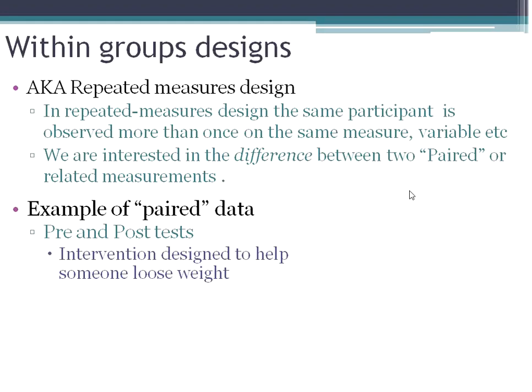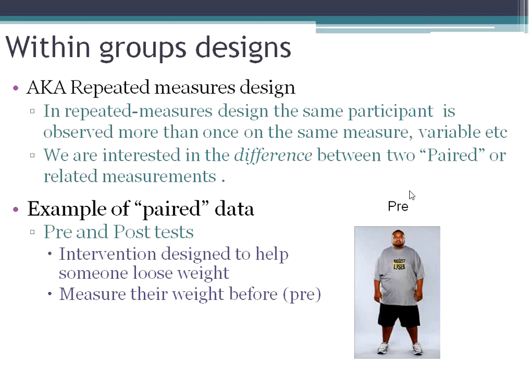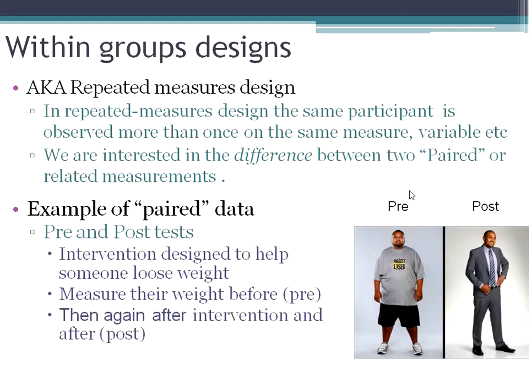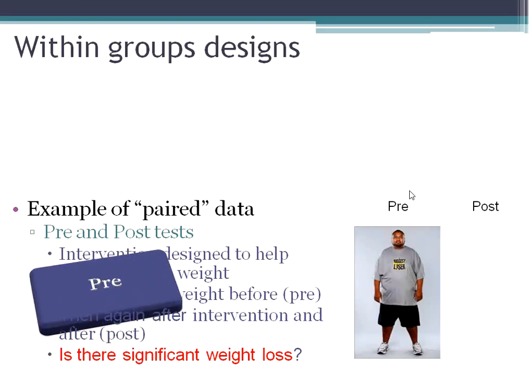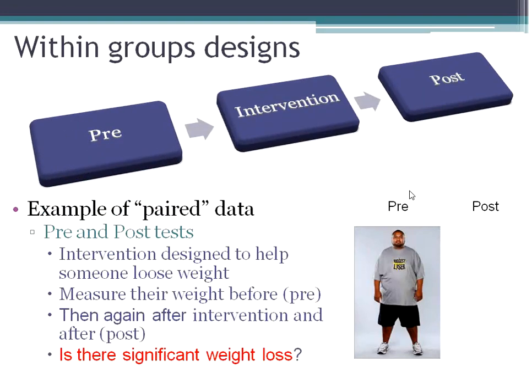So if we are trying to help someone lose weight, maybe we measure their weight at time 1, and then we put them on a television show where they're on a strict diet and people yell at them, and then we measure their weight again at time 2. This is an example of a within subject design. We're asking the question, does the intervention lead to a change within individuals from time 1 to time 2? And the question we're asking here in this example is, is there significant weight loss? So this sort of looks like this. There's some pre-study measurement, there's some kind of intervention, and there's some post-study measurement.